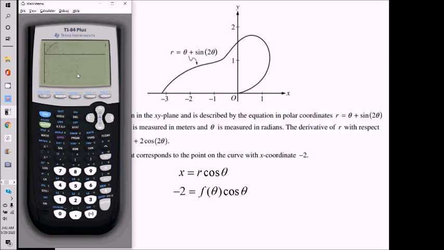And I could probably have done pi over 2 to pi as my window because I know this is going to happen somewhere out here. But hey, who's keeping track? All right, so there's the intersection. Let me do second and trace and option 5 for intersect. And let's see, enter, enter, enter. And that looks to be about 2.786.